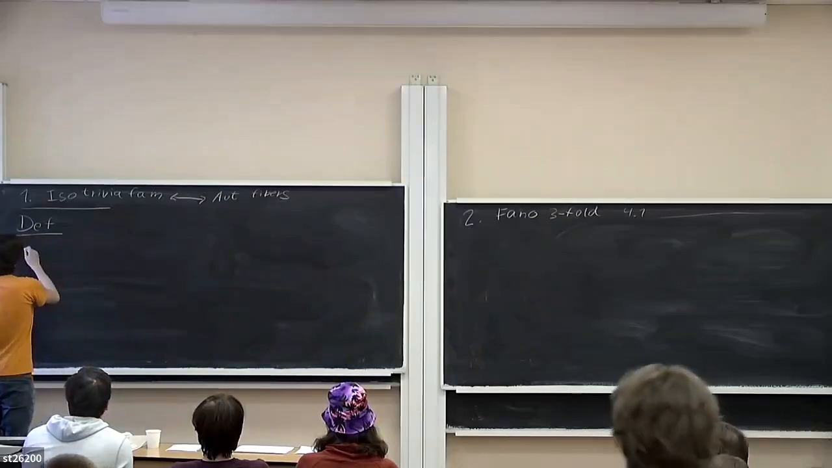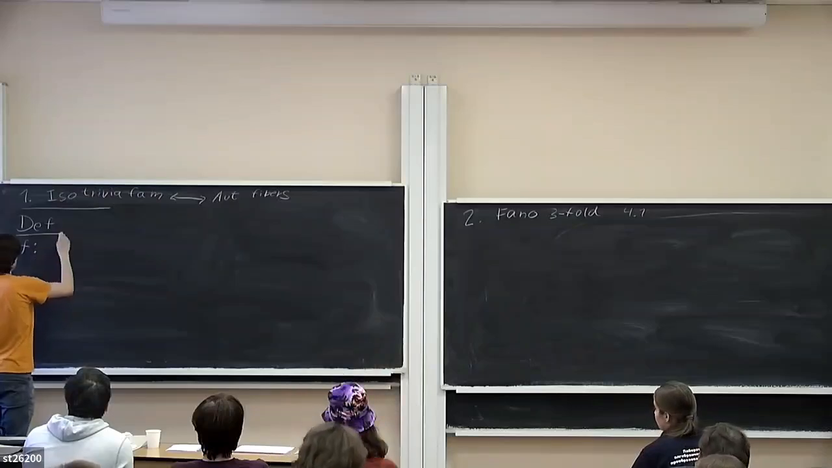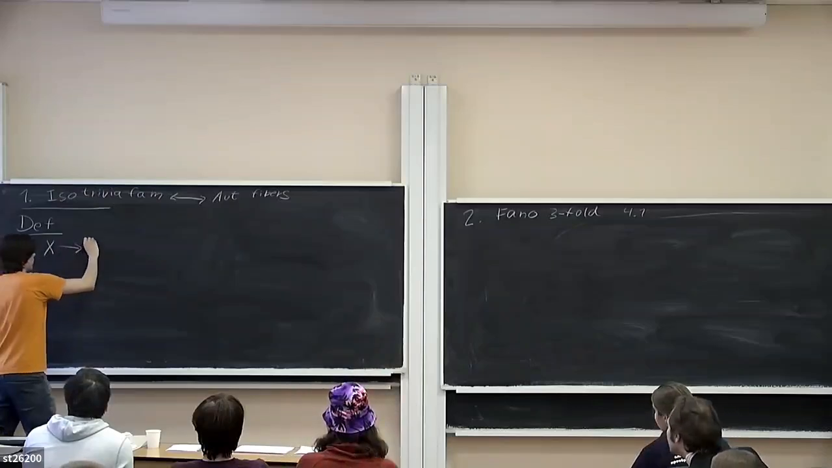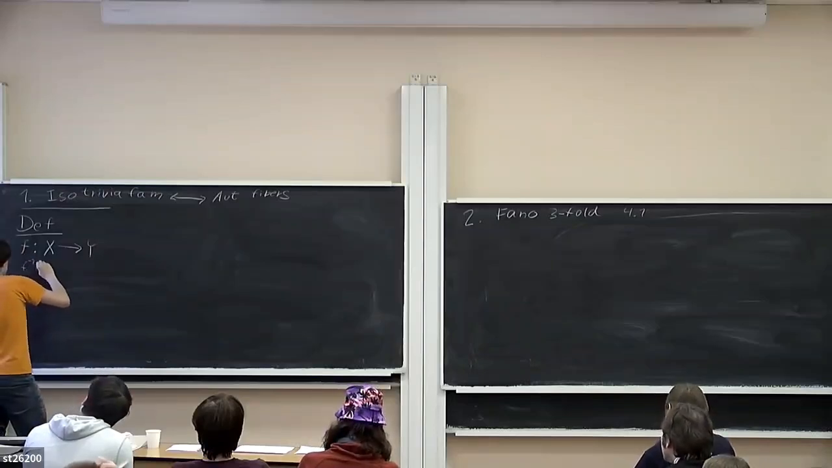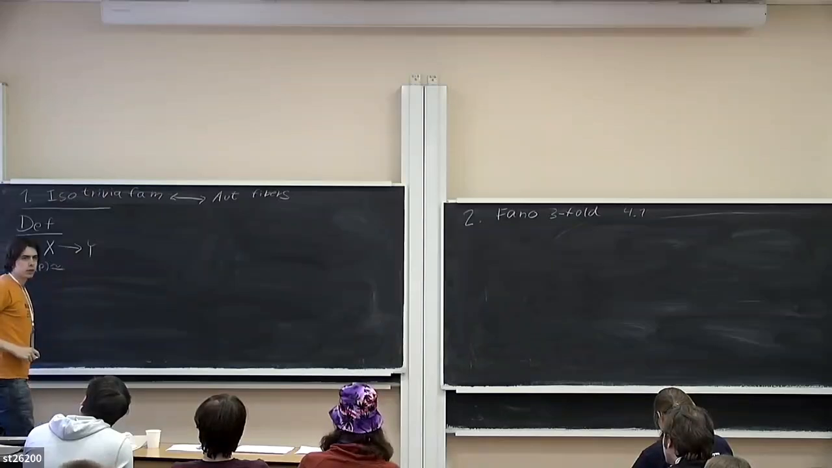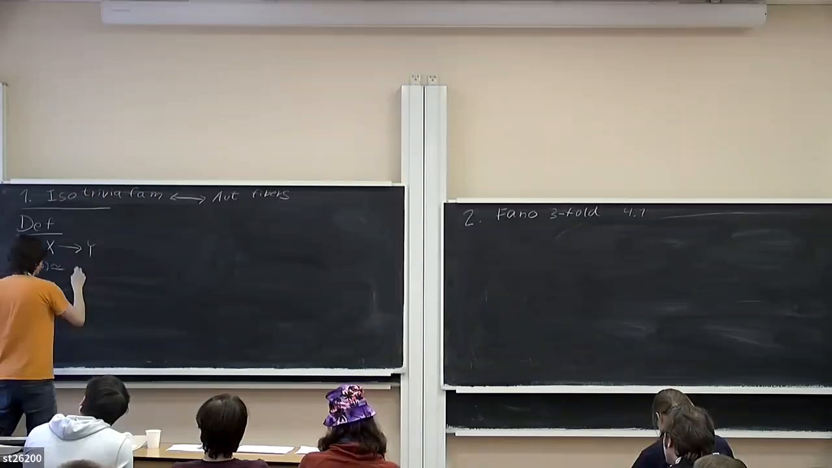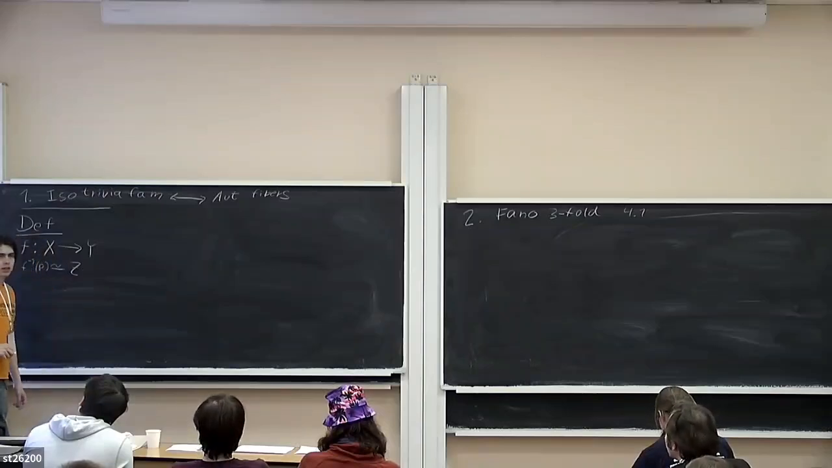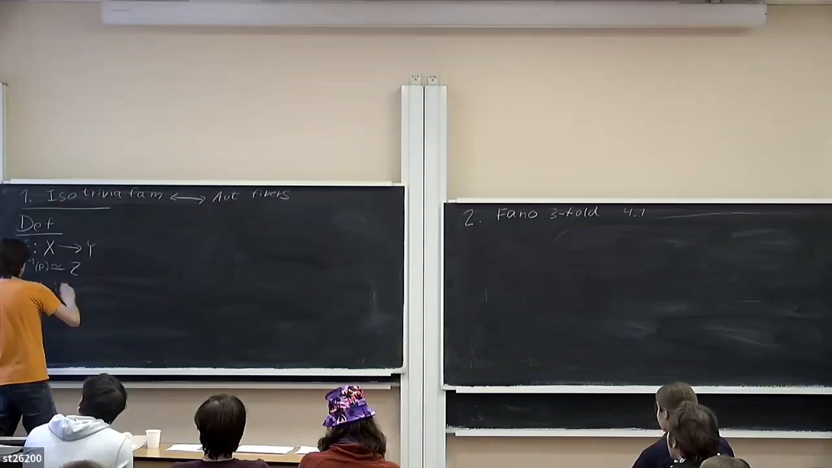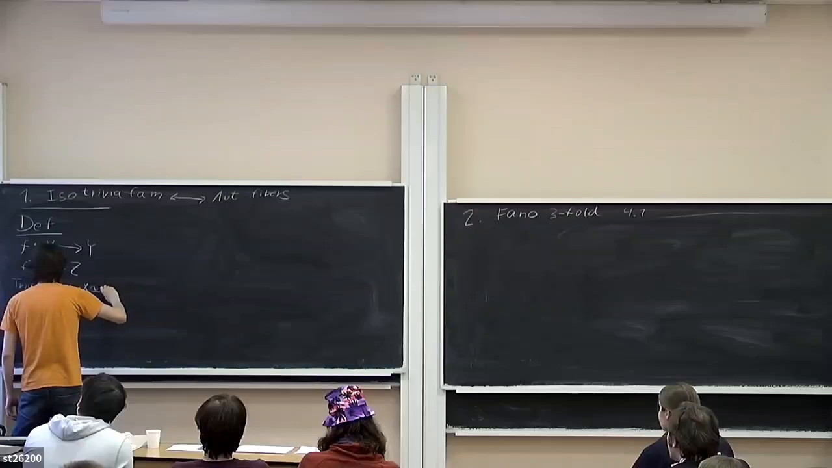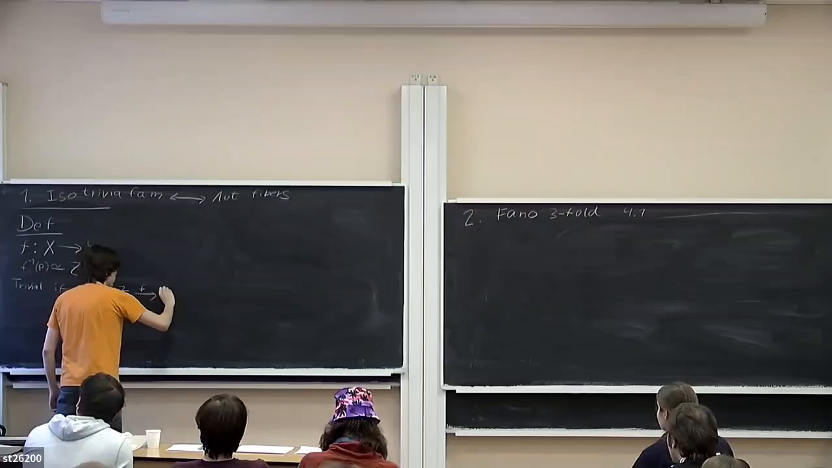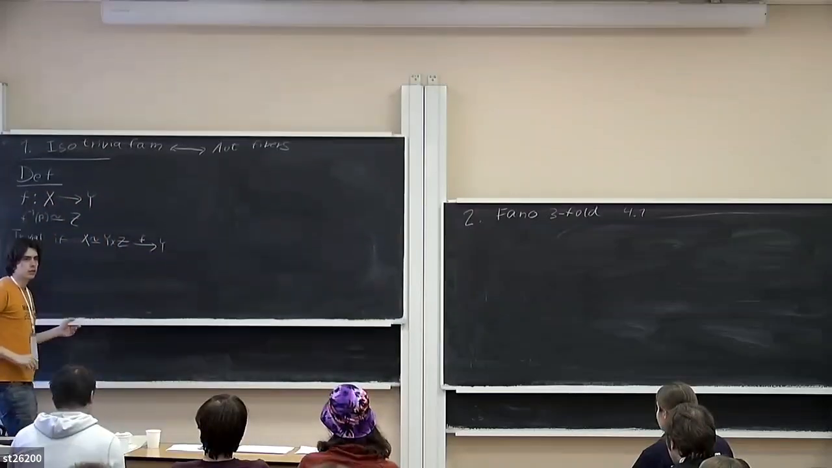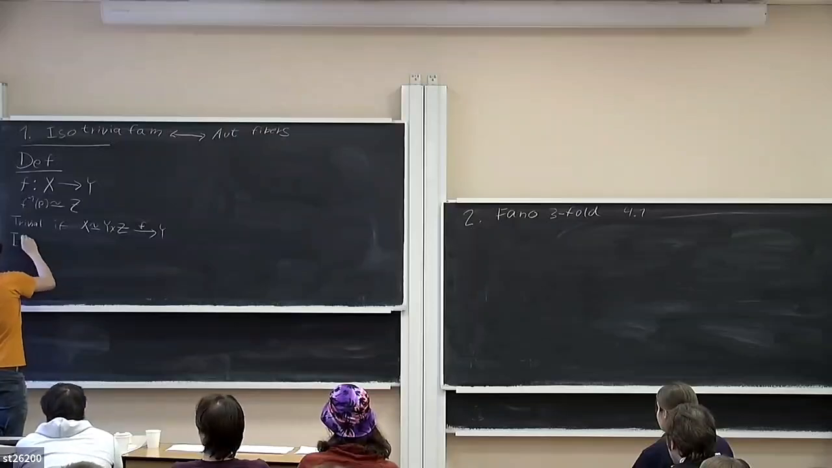An isotrivial family is a flat morphism between smooth projective varieties, and we want all geometric fibers to be isomorphic to some fixed smooth projective variety Z. Such a family is trivial if X is just the direct product between Y and Z, and F is the projection to Y.